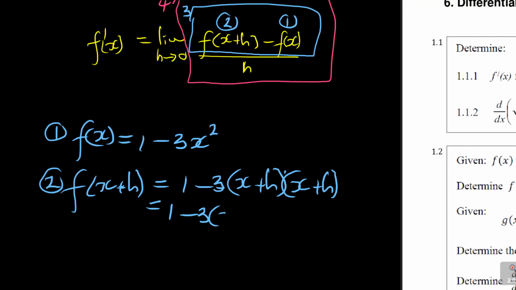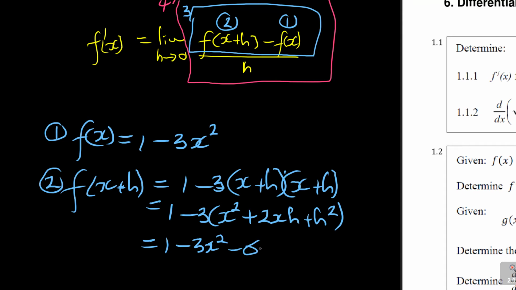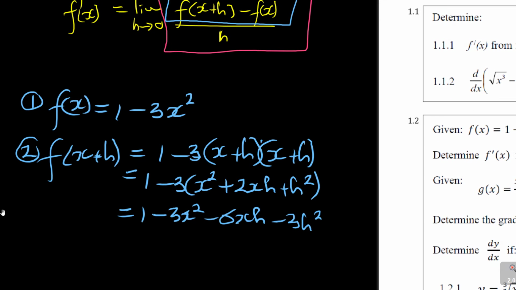First open the bracket, which is x squared plus 2xh, because it's xh plus xh. Okay, and then after that plus h squared. Are you with me? Then it's 1, multiply there, minus 3x squared, and then minus 6xh, and then minus 3h squared. Are you with me? Then we go to number 3.